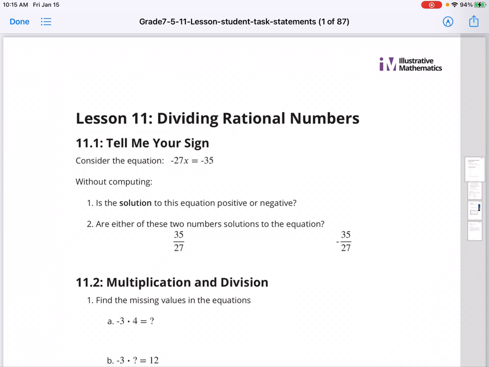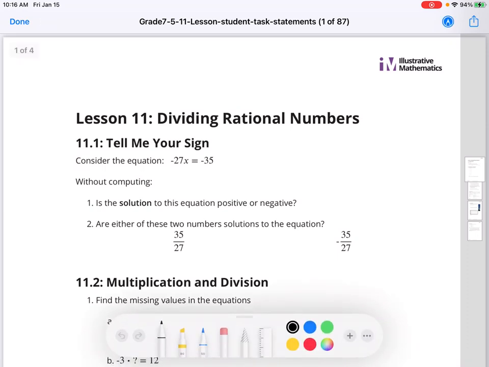Lesson 11 is over dividing rational numbers. So we skipped lesson 10. 11.1 says, consider the equation negative 27 times a number equals negative 35. Without solving that problem, would the solution to the equation be positive or negative? It would be positive.